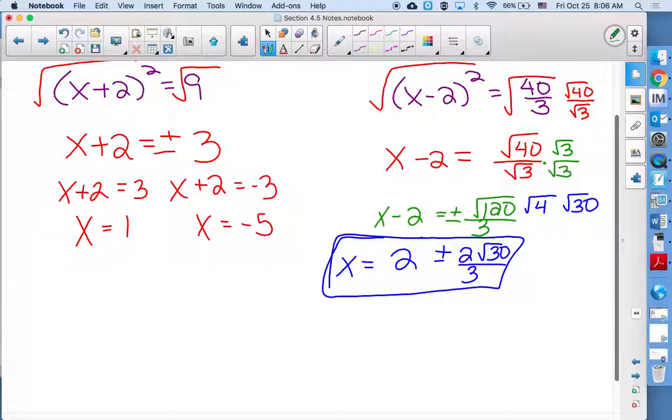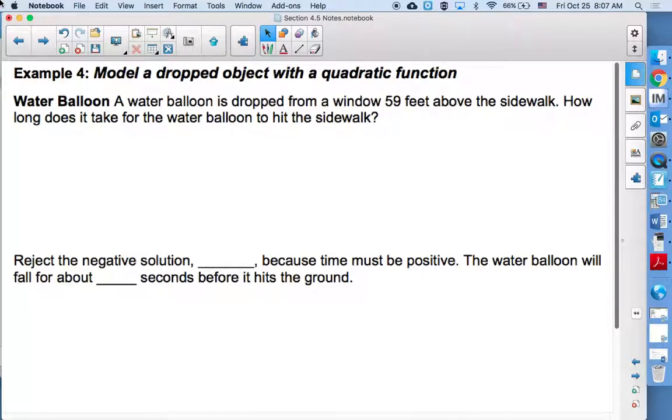So the top of the next page has a word problem. And we ended the last section with some word problems, and we're going to continue to look at word problems as we work through the next couple of sections. And this one here, it's our model for a dropped object. So if I have any object and you drop it, you know it falls. Hopefully. Unless somebody catches it.